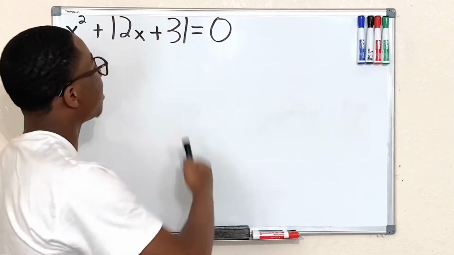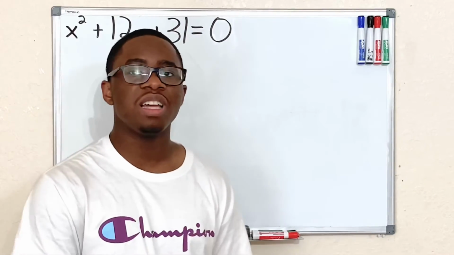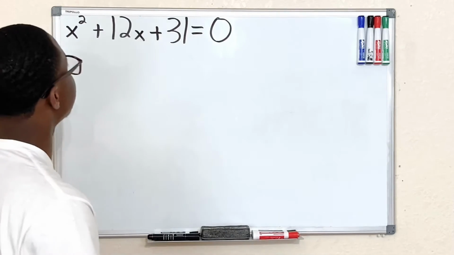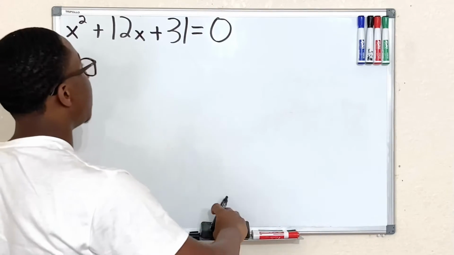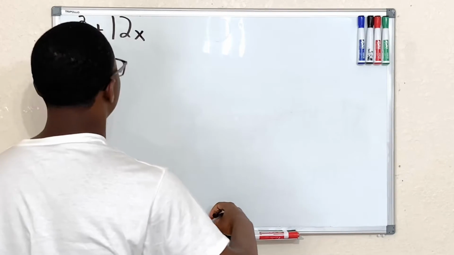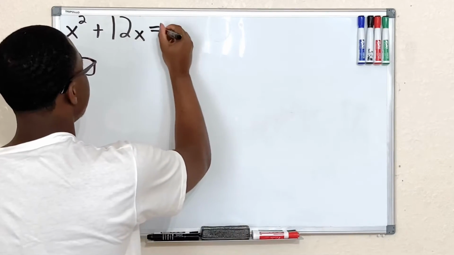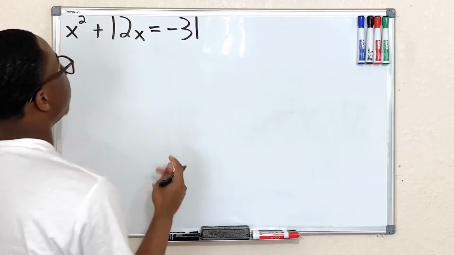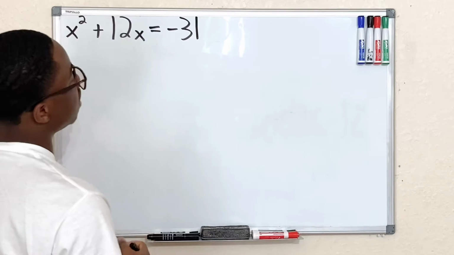So 31 is like an imposter. It's acting as a placeholder, but it really isn't supposed to be there. So one thing we're going to do is subtract 31 from both sides of this equation. So that would leave us with x squared plus 12x is equal to -31. So we have -31 on the right-hand side of this equation.